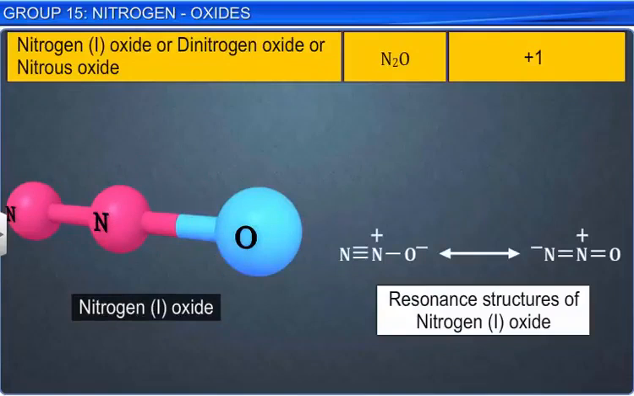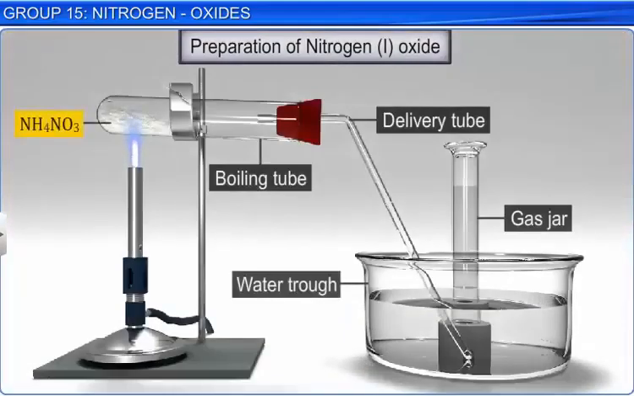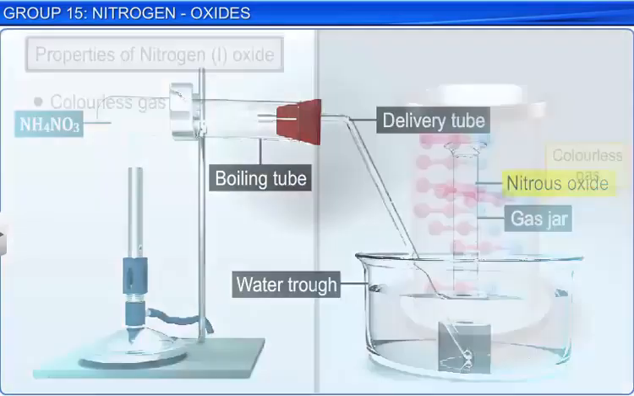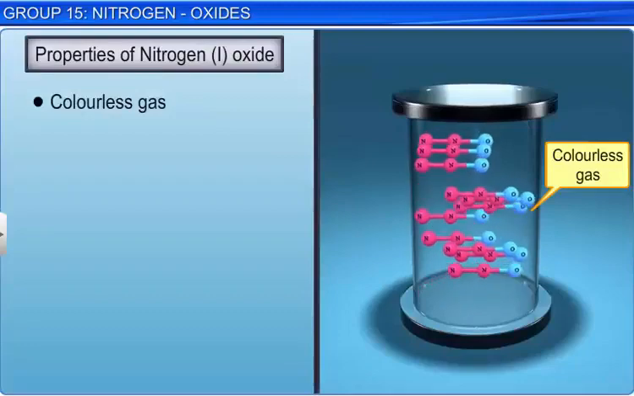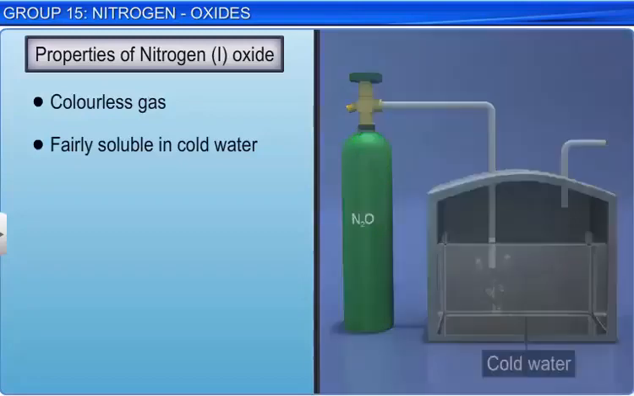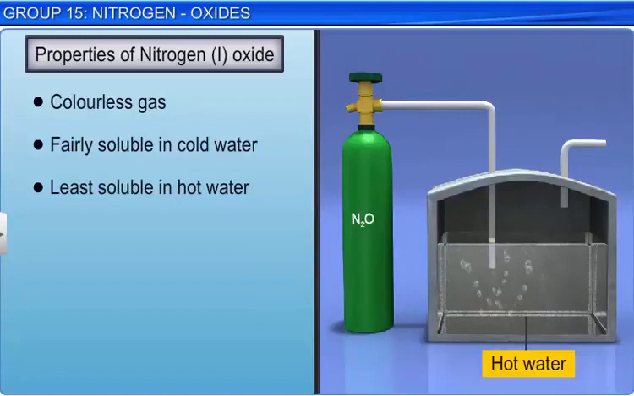Nitrogen-1 oxide, also called dinitrogen oxide or nitrous oxide, is usually prepared by heating ammonium nitrate gently to 240 degrees Celsius. Nitrous oxide is a colorless gas that is fairly soluble in cold water and the least soluble in hot water.